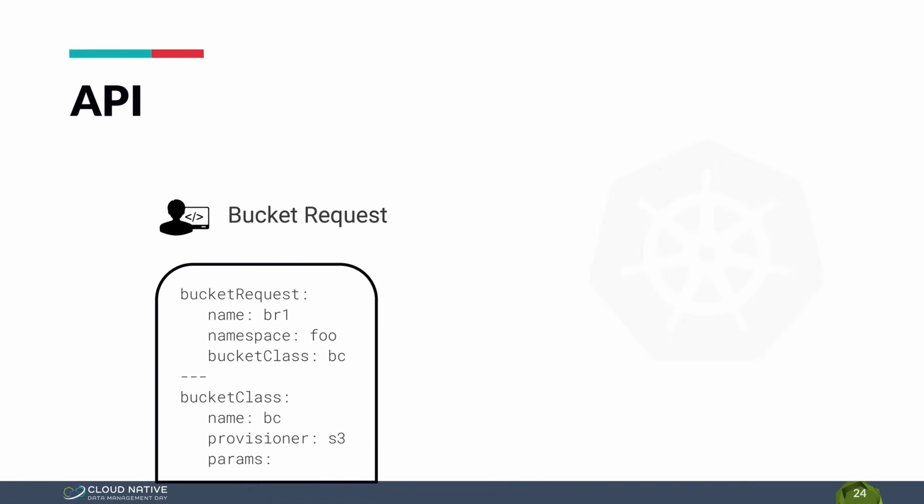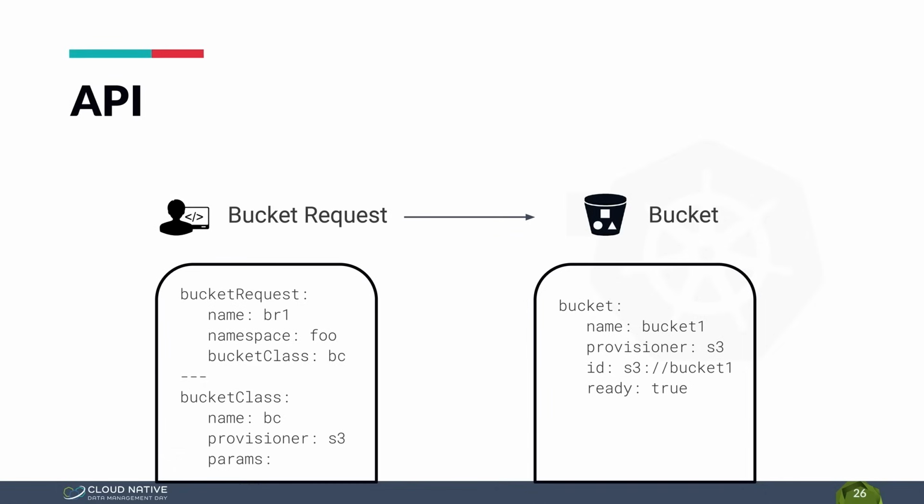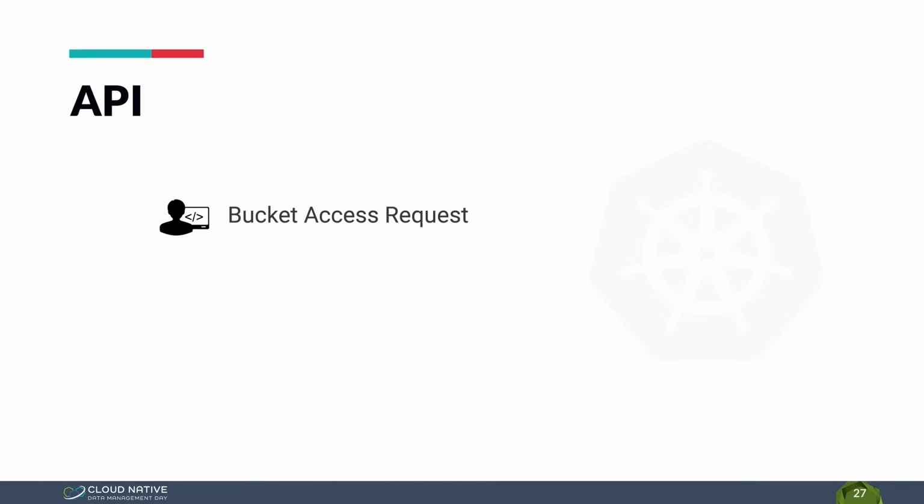So a bucket request specifies that it wants a bucket. COSI will receive the request, talk to the object storage backend, and create the bucket in the backend. And once it's created, COSI also creates a Kubernetes bucket. And that's what it looks like. Now, once a bucket is created, it's ready to be used. In order to use it though, you'll have to request credentials for that bucket.